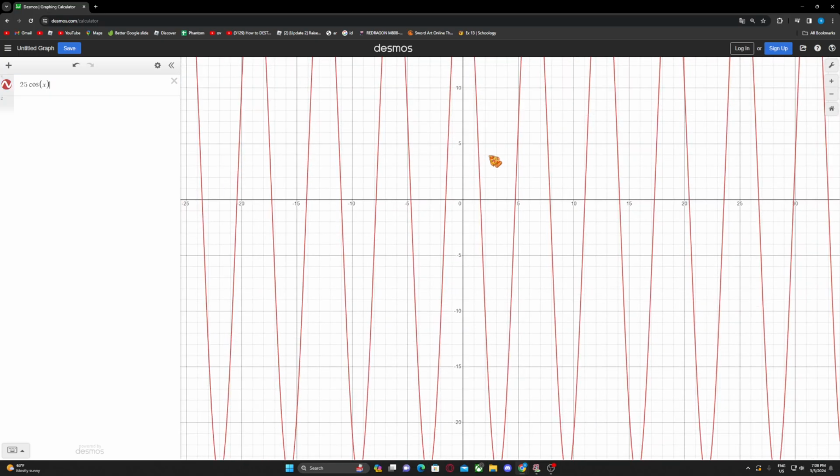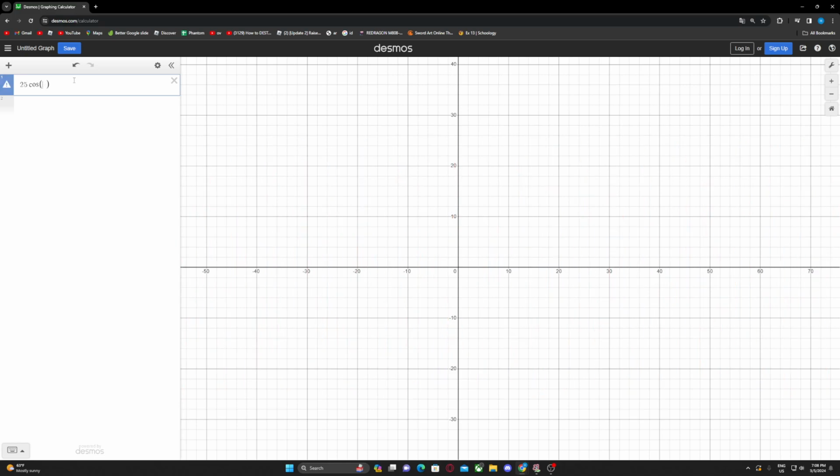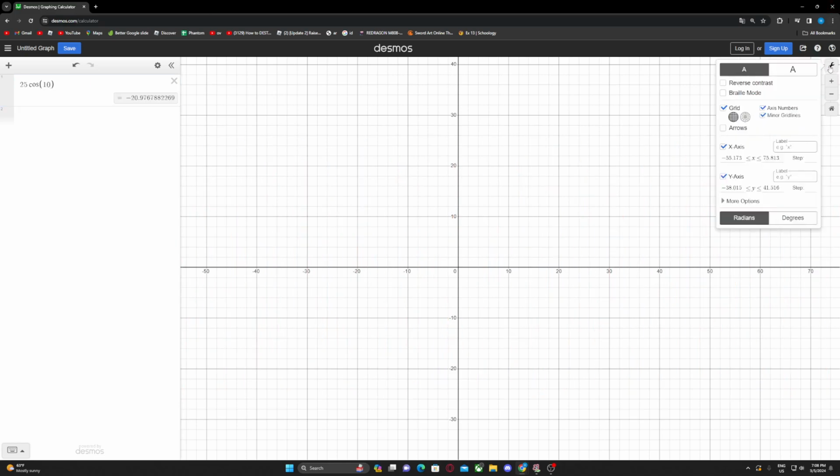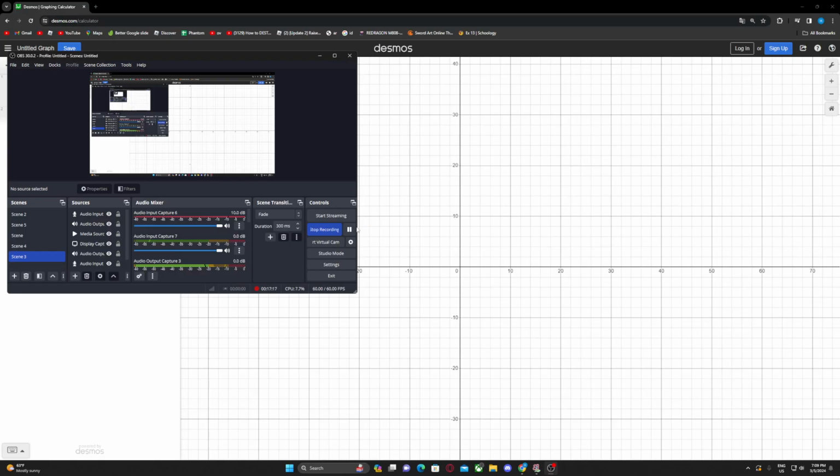That's a pretty cool graph, I'm not gonna lie. But I'm kidding. 10 degrees. And make sure, if you're using Desmos, click on this wrench on the side, and you see there's radians to degrees. We'll put on degrees. So the answer to this is 25.62. Alright? Okay. Let's do one more problem.